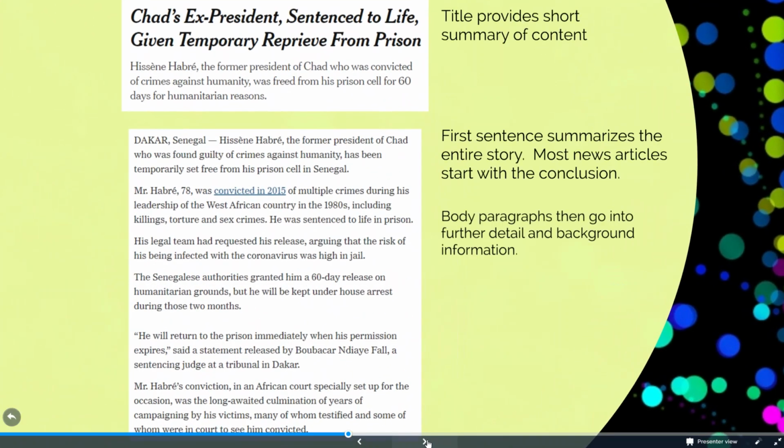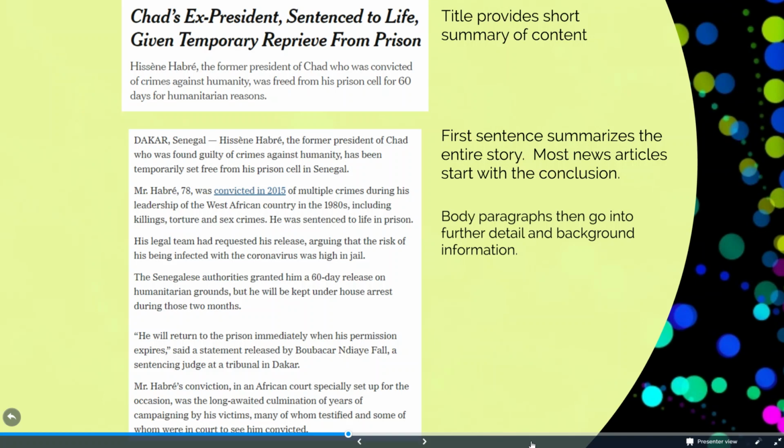So we see that we start with a title that provides a short summary of the content. So you have pretty much what the entire article is about in the title. You've got Chad's ex-president sentenced to life, given temporary reprieve from prison. That pretty much tells you the entire story right there.